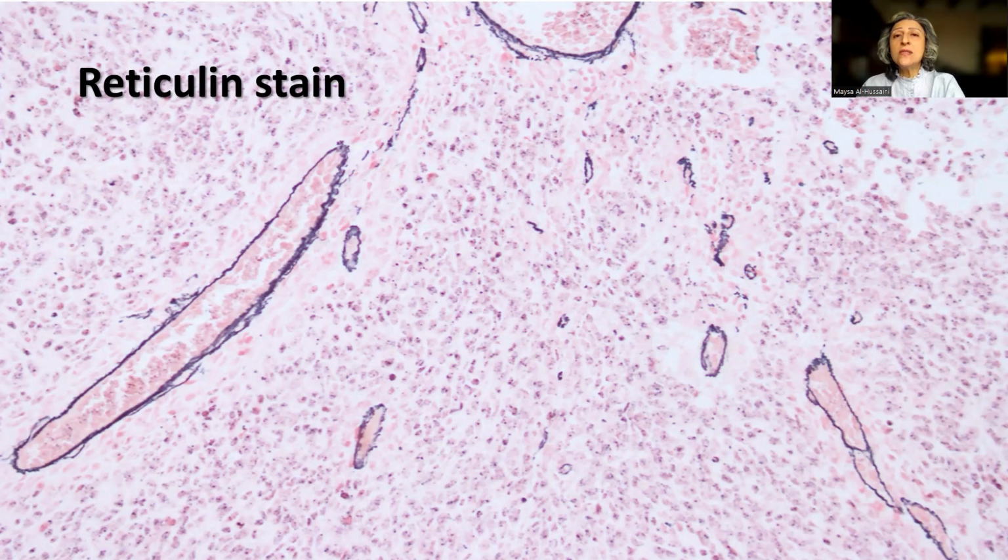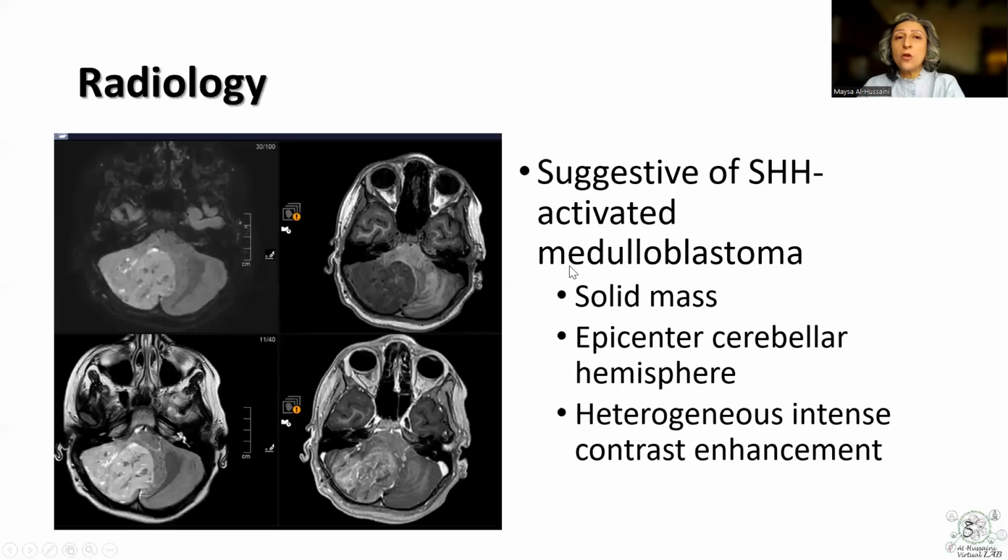Remember that most cases of SHH-activated medulloblastoma are desmoplastic nodular, but not all cases. So all cases of desmoplastic nodular medulloblastomas are SHH activated, but not all SHH-activated medulloblastomas should show desmoplastic nodularity, because as in this example, we have the anaplastic large cell variant or subtype of medulloblastoma.